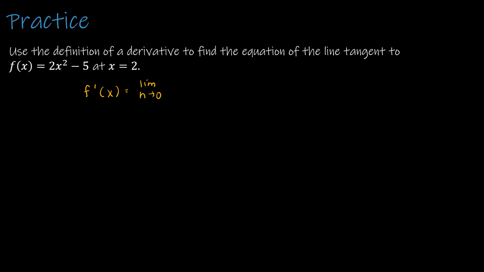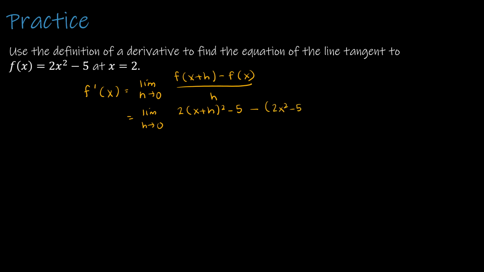as h approaches 0 of f of x plus h minus f of x divided by h, which gives me the limit as h approaches 0 of, I'm replacing x with x plus h, so it's 2 times (x plus h) quantity squared minus 5, and then minus f of x, so that's 2x squared minus 5, over h. Again, limit as h approaches 0, and yes, this is the kind of work you should be showing.